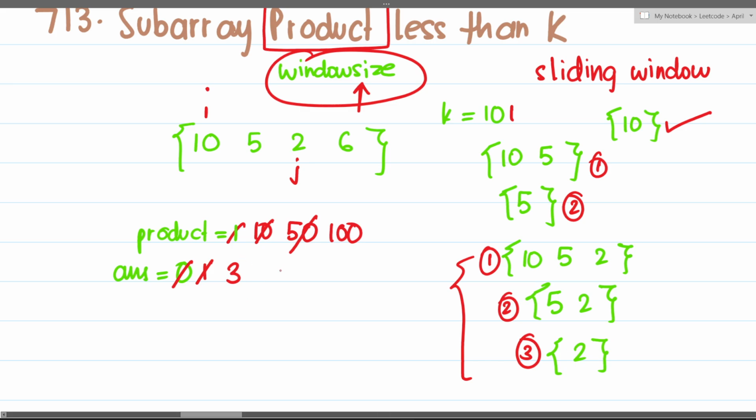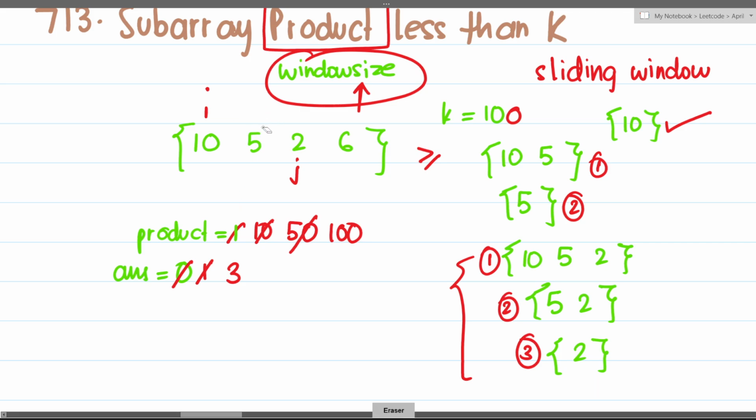I won't do that. Why? Because k is equal to 100. So now what do I do? When the product of my window becomes equal to, or if it becomes greater than k, what do I do? I need to shrink my window, right? And how do we shrink the window? You know that I'm going to take my i and place it over here.